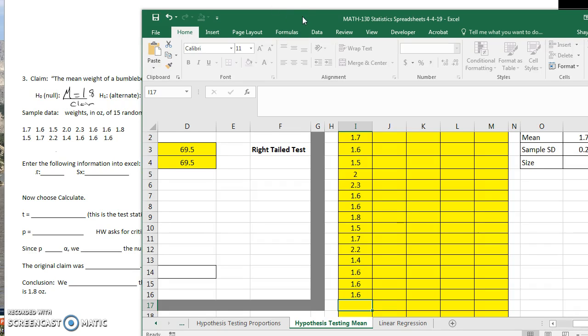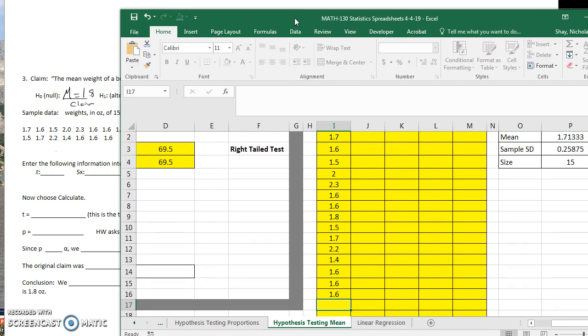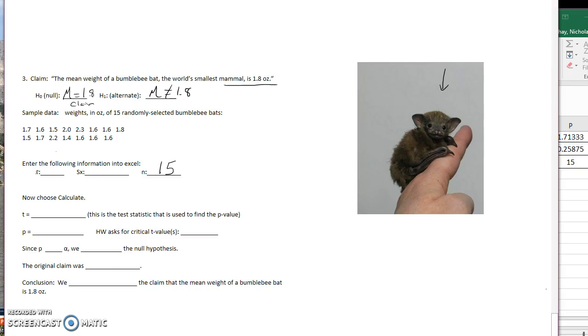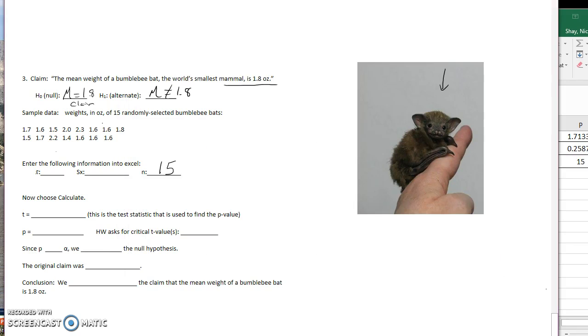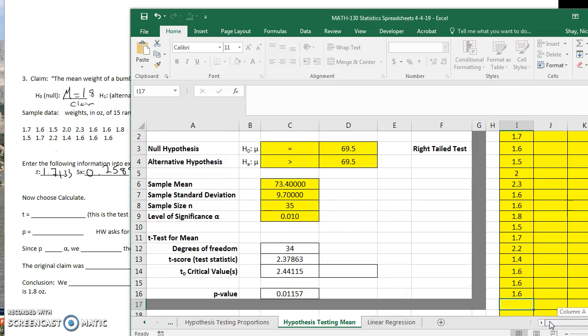And we can see that that gives us a sample mean of 1.71 and a sample standard deviation of 0.2875. So our sample mean, I'm going to pull this over a little bit more so I can see it. Our sample mean is 1.7133 and our sample standard deviation is 0.2588. Now we're going to put those in. So we just transfer that data from over here to over here.